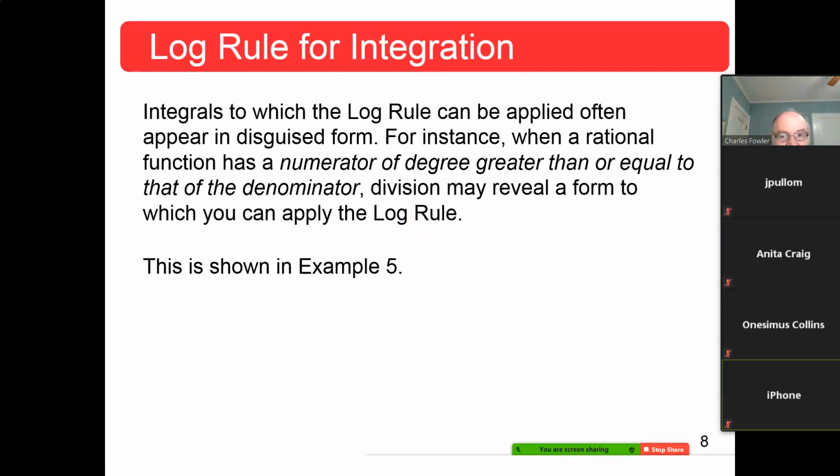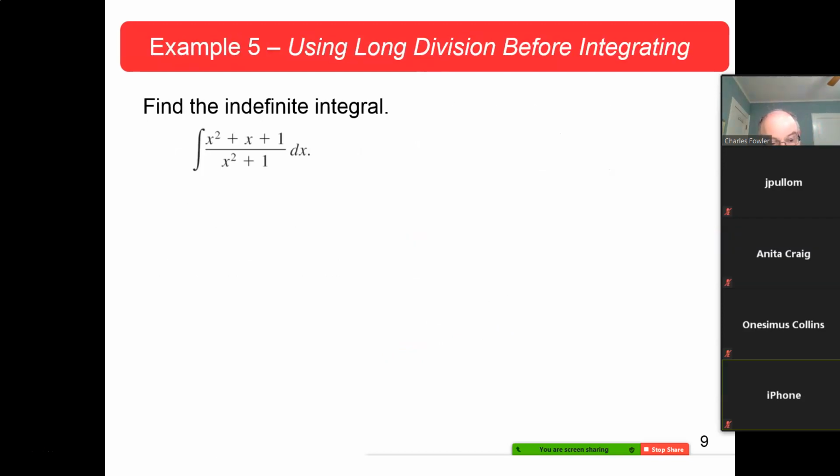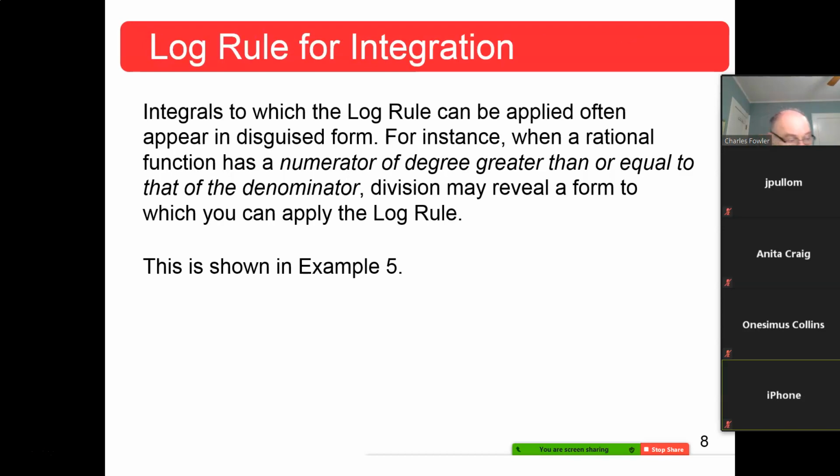Well, my question is, what happened to examples 2, 3, and 4? They skipped them. That's what happened.